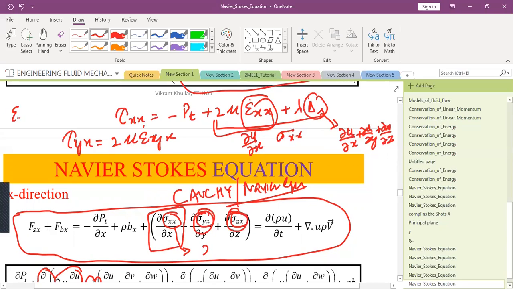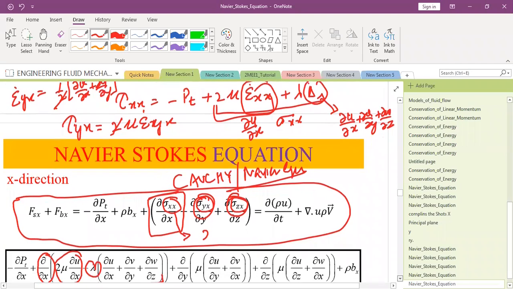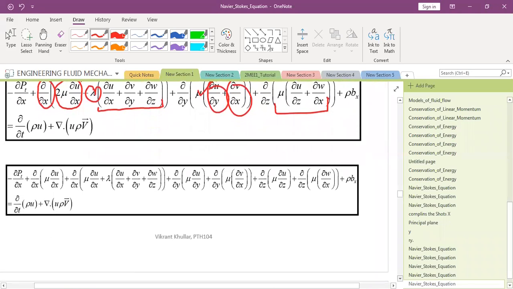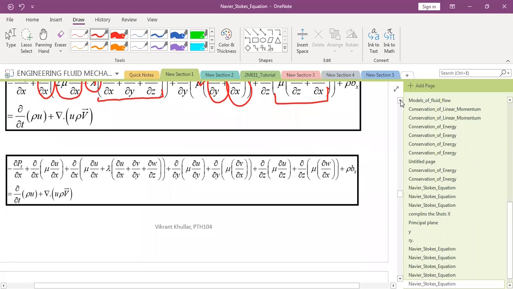And what is e dot yx, if you remember? Half of del u by del y plus del v by del x. So this half will cancel out with this 2, and what you get is mu into curly v by curly x plus curly u by curly y. Is that clear? Any doubts for anyone? Likewise, you can have for sigma zx this term. Is that clear?